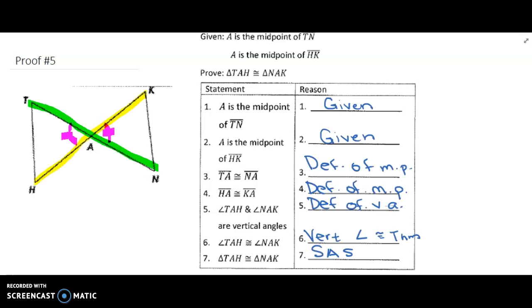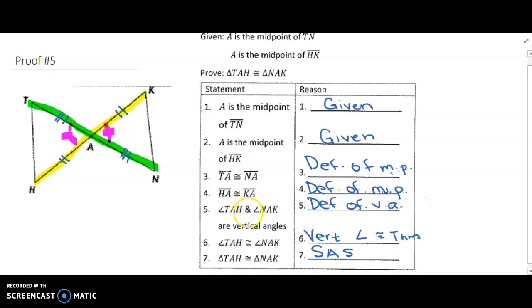All right, so this is what you should have gotten. So the first 2, A is the midpoint of TN and A is the midpoint of HK, that is given. So you need to ask yourself, what does that mean? Well, if something is the midpoint, that means it cuts it into 2 congruent pieces. So I've listed that in 2 congruent pieces. TA and NA are congruent, HA and KA are congruent, and that's just by definition of midpoint.